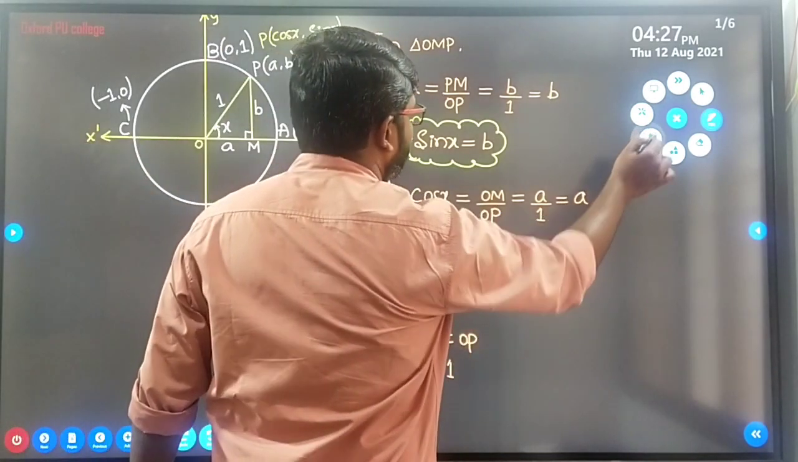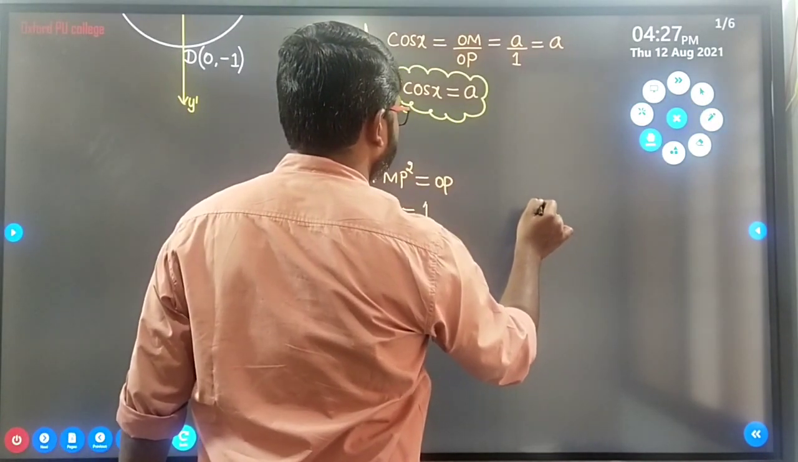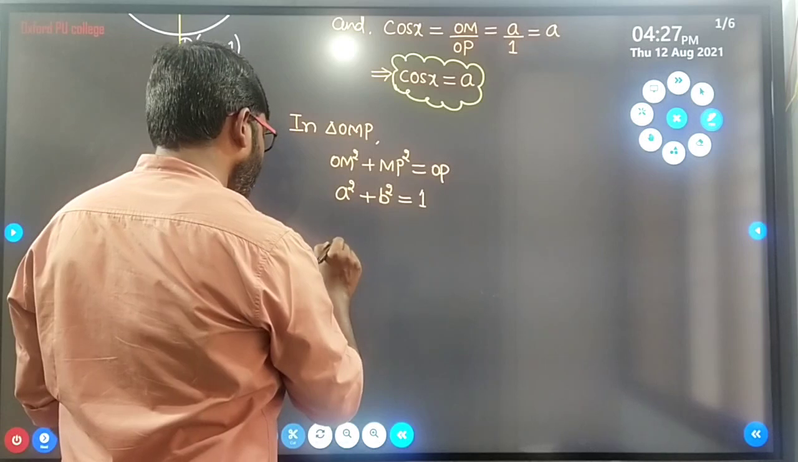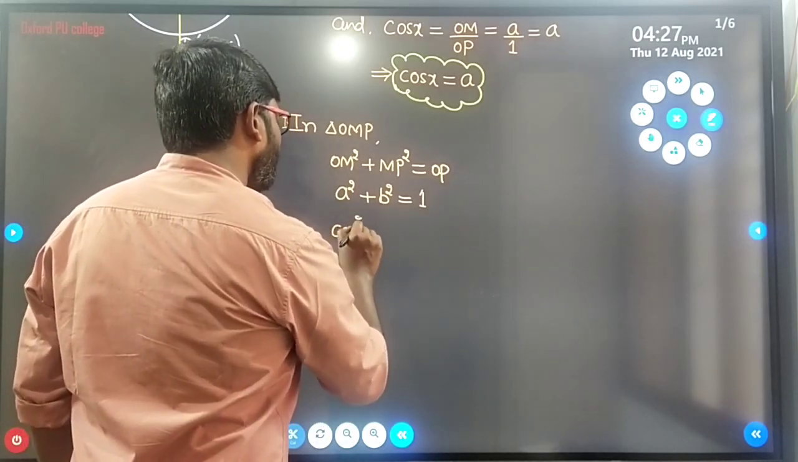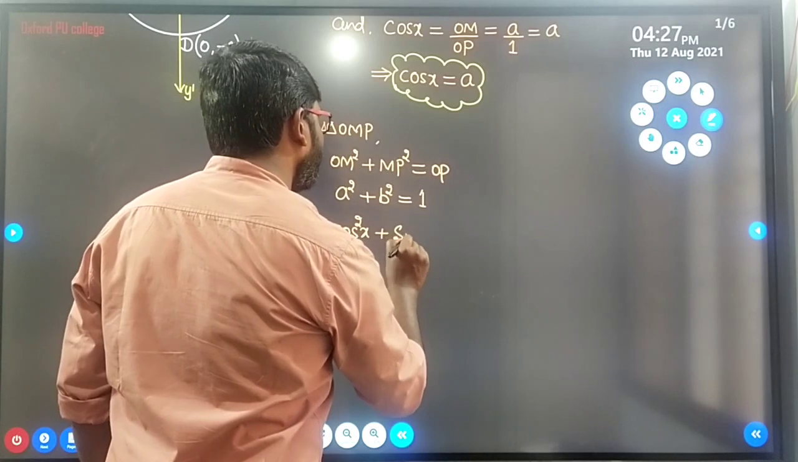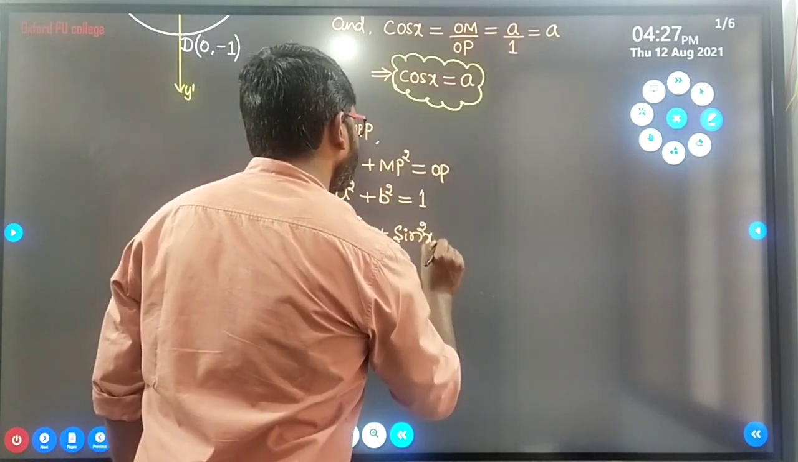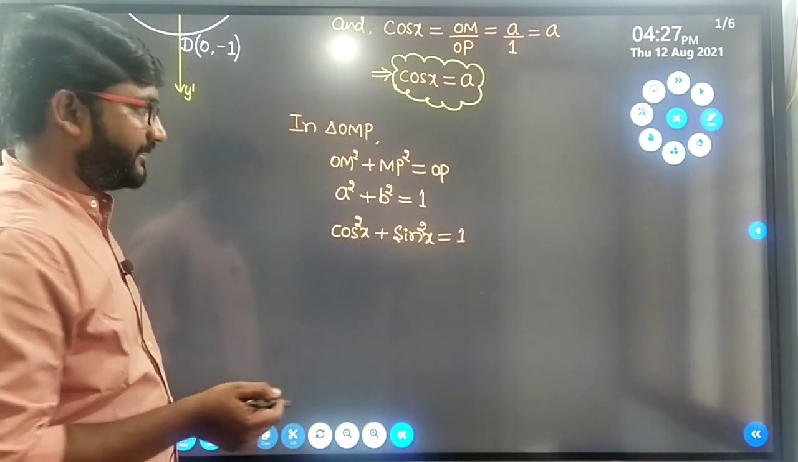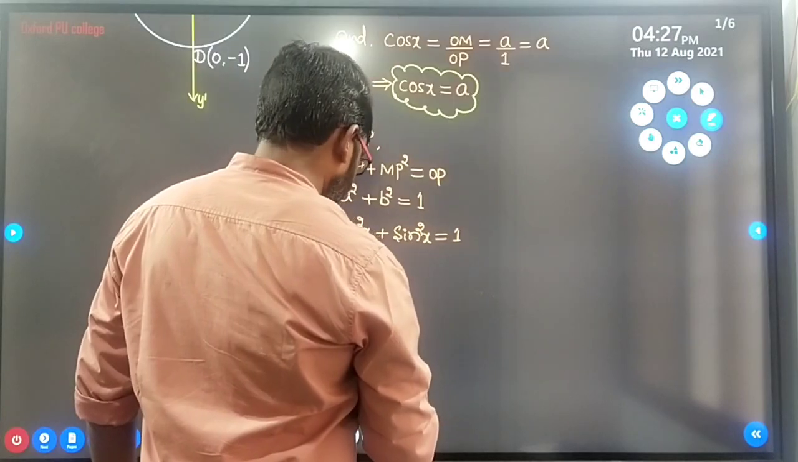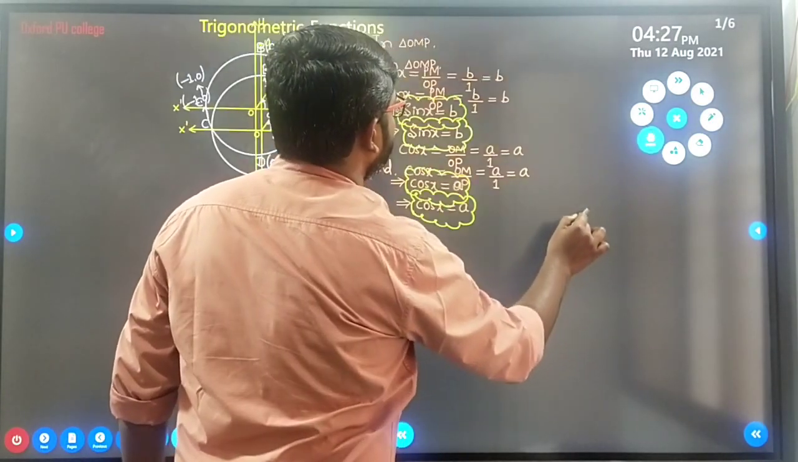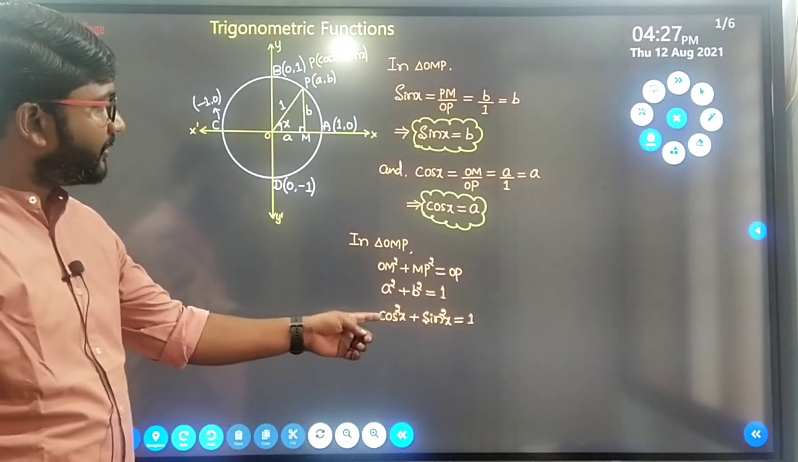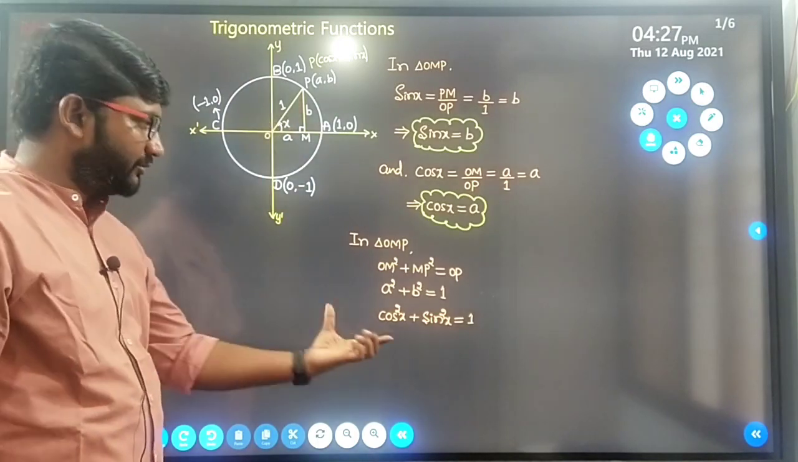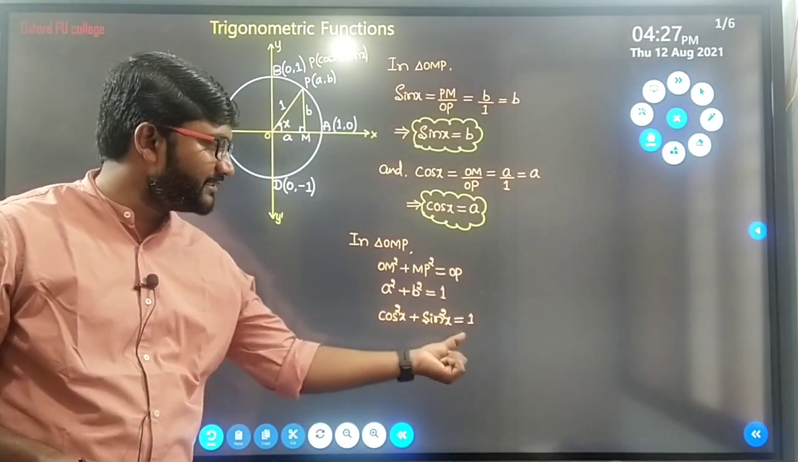So here overall I can write cos square x plus sin square x is equal to 1. So for any point on the unit circle, we can write cos square x plus sin square x is equal to 1. If we take any point on this unit circle, this relation holds good. So this relation will be true.